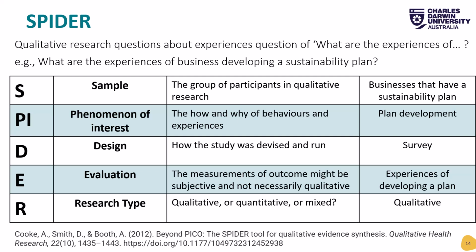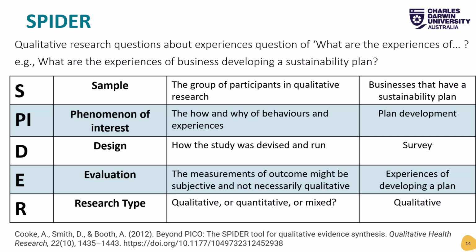The first one is Spider. Spider is a framework that's useful for qualitative research questions, and it's more about the experience of something. So if you have patients or clients or people, the question is, what are their experiences of? For example, what are the experiences of developing a sustainable business plan? Spider is a mnemonic system where each letter spells out one element of the question.